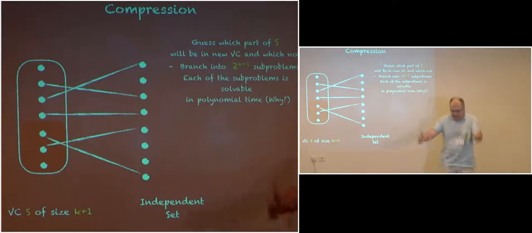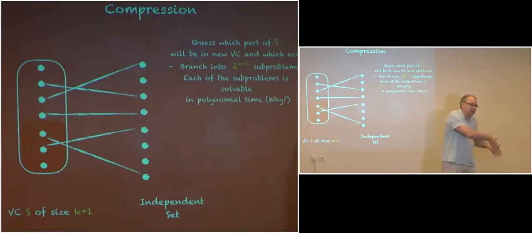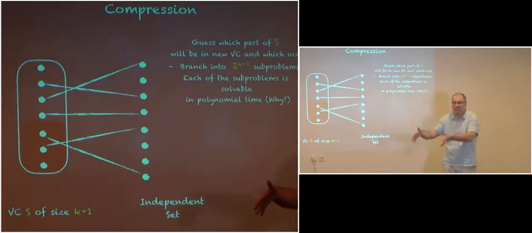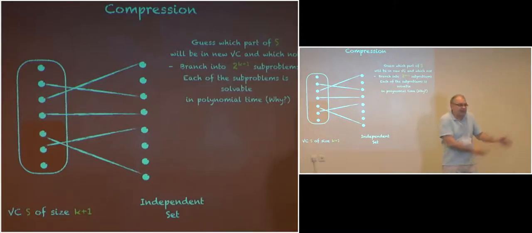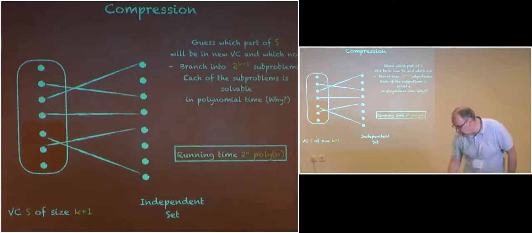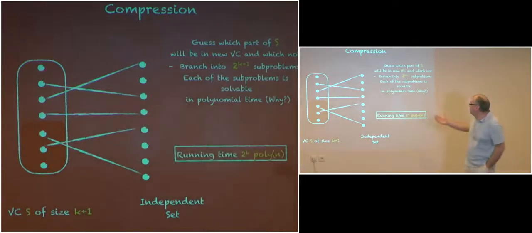Because what's happening? I guess which part of the vertex cover will be the part of the solution and which part will not be. The part which will be in the solution, I can safely delete these vertices and decrease the parameter. And the second group, which never goes to the vertex cover, also provides me a lot of information about my solution. Actually, I can solve this problem after I made my guess. I can solve the problem in polynomial time.